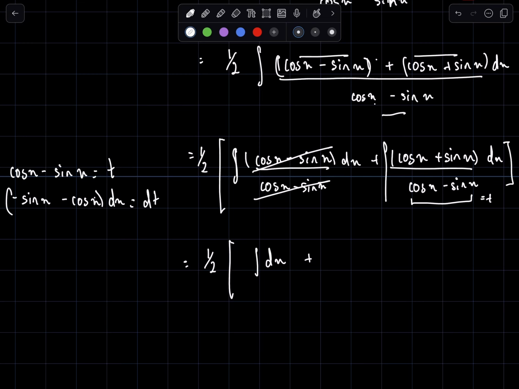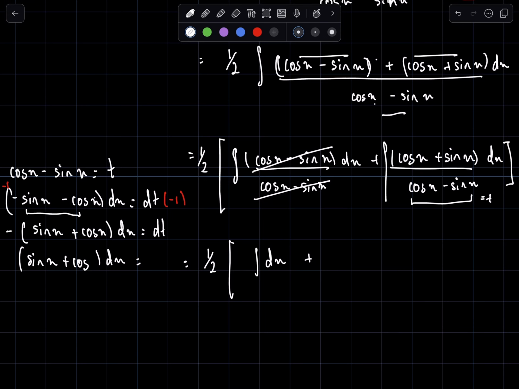Now you can remove negative 1 as a common factor from this, which is minus sin x plus cos x, dx is equal to dt. Or you can just multiply by minus 1 on both sides, right? Minus 1 times minus 1. That will help with the situation, okay? And that will result in sin x plus cos x dx is equal to minus dt. This is what you will get.